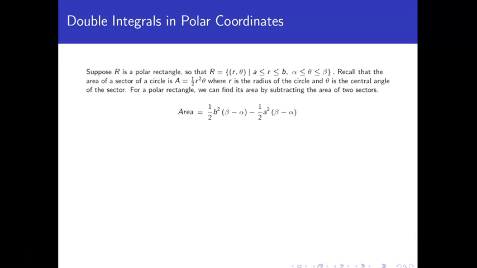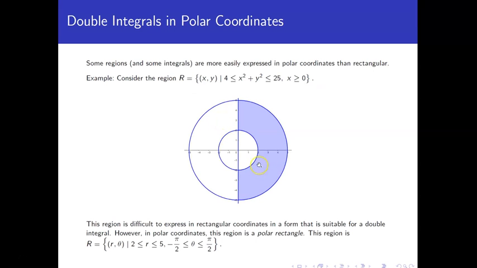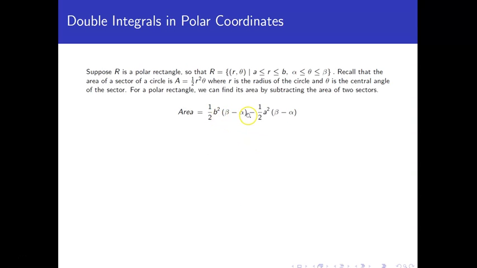So for a polar rectangle, we can find its area by subtracting the areas of two sectors. Let's go back to the previous picture. If you had from a to b, say this is your a and this is your b, this would be one sector for b, and I need to subtract off the hole, if you will. So I have to do a subtraction of the two things. If theta goes from alpha to beta, the angle would be beta minus alpha. Here r is b, so it would be one half b squared times beta minus alpha. Do the same thing for a, and subtract the two.